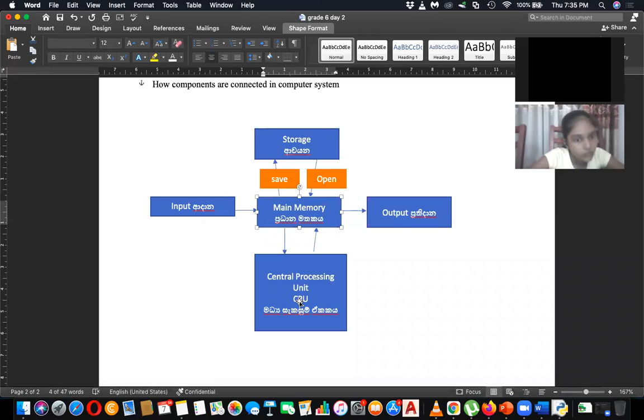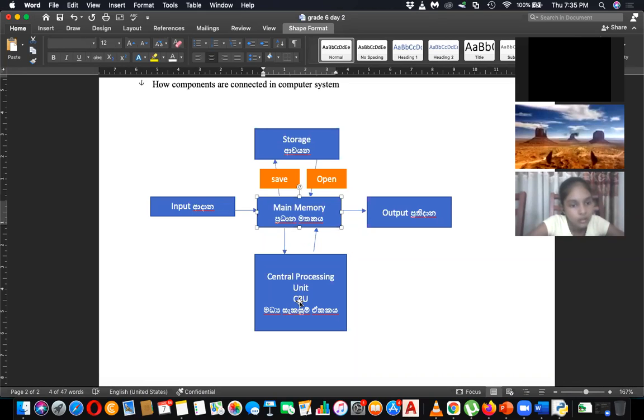Okay, let me tell one thing. What is the answer? Sir, should we write this? Wait. First I'll explain. After that, I'll give you time. Okay, don't start writing now. Why are inputs connected to the main memory directly without connecting to the processor?